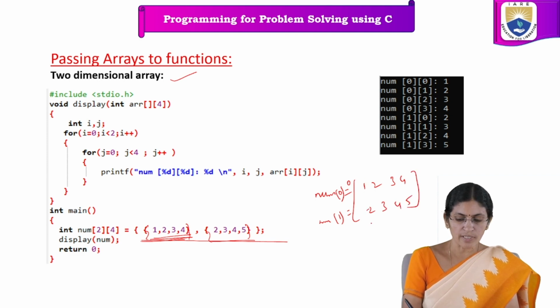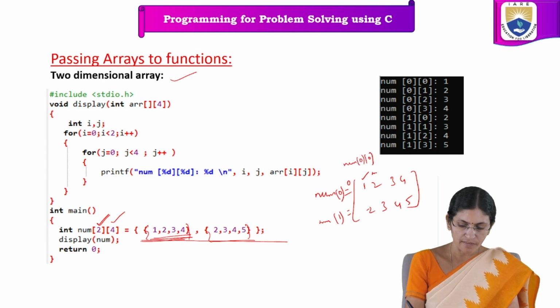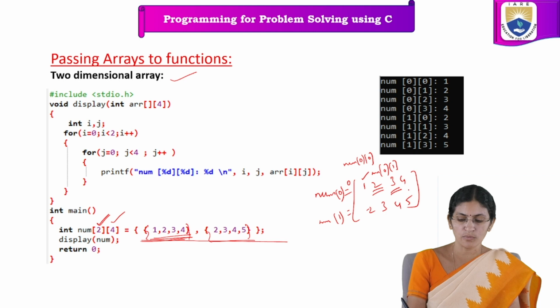In order to access each element, we have to refer to the index. We have to refer to the row index as well as the column index. This is the row index and this is the column index. So this element is accessed by num of 0, 0. This element is accessed by num of 0, 1, another one num of 0, 2, 0, 3. In this way, we can access all the elements of this matrix.